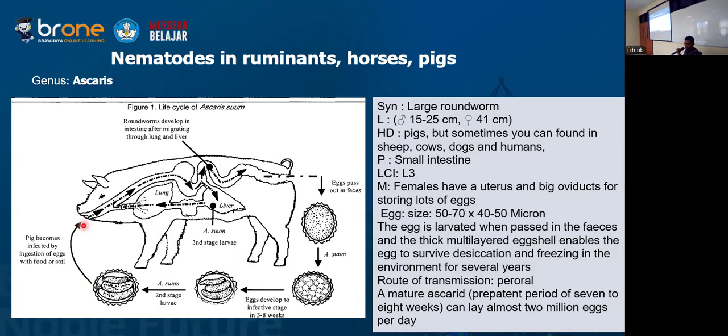So when the egg or infective stage is ingested by the pig, it will hatch in the small intestine and go to the liver, then to the heart and lung, and after that to the pharynx, and then be swallowed again to the small intestine, and then become mature here. So that is the life cycle of Ascaris suum.